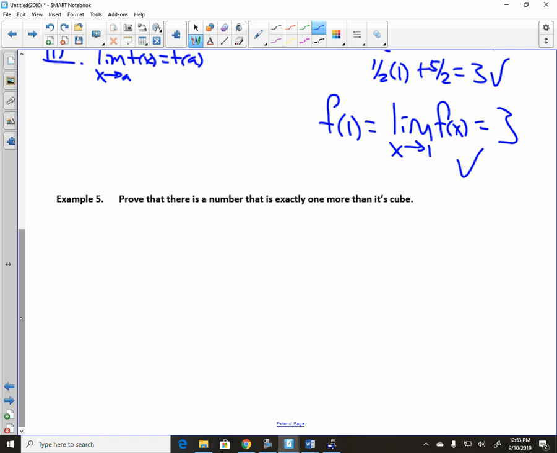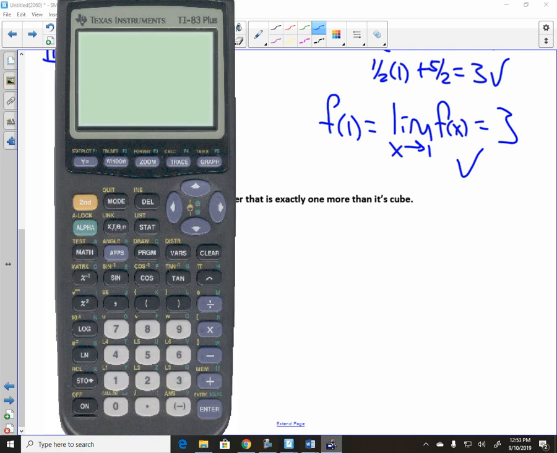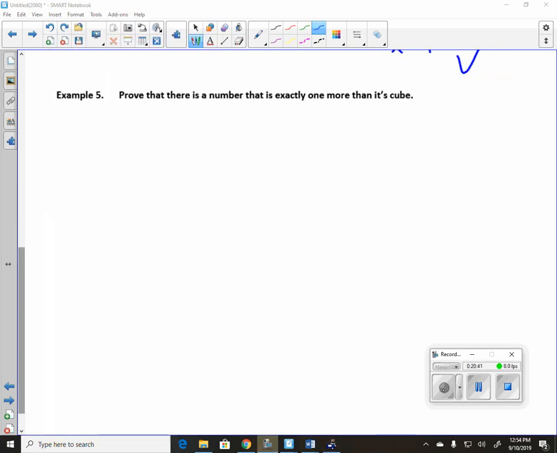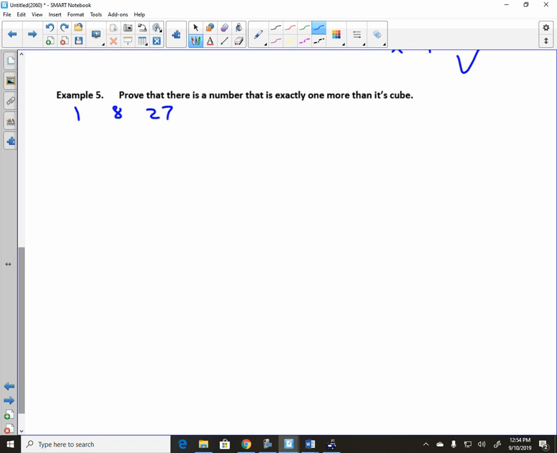Last example, super easy. Prove that there is a number that is exactly 1 more than its cube. Talk with a friend. See if you can think of the number off the top. Did you come up with it? What are some perfect cubes? 1, 8, 27. So if you cube 1, you get 1. If you cube 2, you get 8. If you cube 3, you get 27. Are any of these 1 more than its cube? No, they aren't. We're going to prove that there's a number that actually exists.